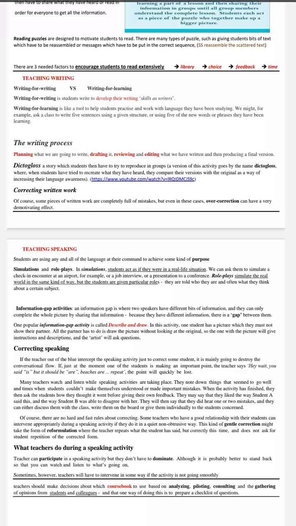What do teachers do during a speaking activity? Teachers can participate in a speaking activity, but they don't have to dominate. Although it is probably better to stand back so that you can watch and listen to what's going on.